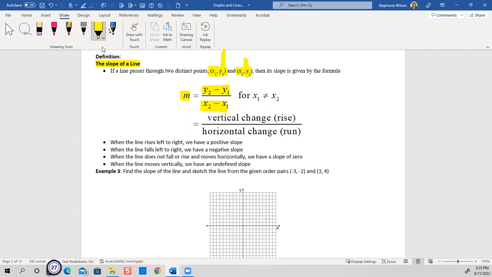See the order, got to be consistent. Again, change in the y, change in the vertical versus the change in the horizontal. It's going to be rise over run. The denominator cannot be 0. If it gives me 0 here, this is an undefined slope.